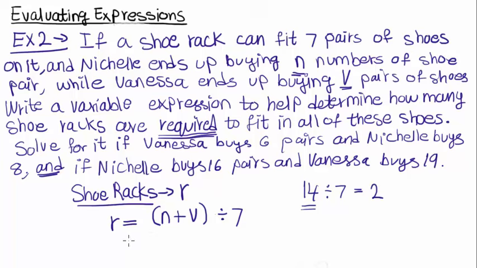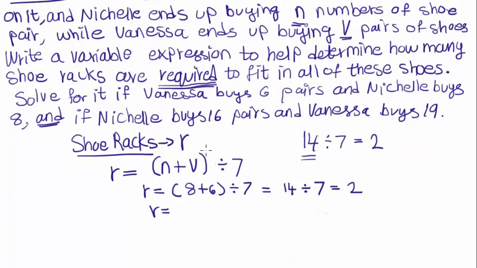Now let's solve for it if Vanessa buys 6 pairs and Nichelle buys 8 pairs. So if Vanessa buys 6 pairs, I replace the variable v with the number 6. And if Nichelle buys 8 pairs, I replace the variable n with the number 8. Therefore, I get r is equal to 8 plus 6, and then I divide that total by 7. Now, 8 plus 6 will give me 14, and 14 divided by 7 will give me a final answer of 2. So, I need 2 shoe racks if Vanessa buys 6 pairs and Nichelle buys 8 pairs.